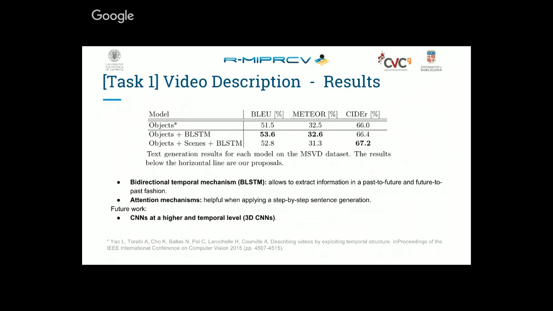And so the final conclusions that we could take here is that using bidirectional mechanisms allows us to extract information from past to future and future to past fashion, so it makes the feature extraction more powerful. Then the attention mechanisms are also very helpful when we work in a step-by-step sentence generation problem, like in this case. And as future work, we would like to incorporate also higher temporal level information, like 3D CNN networks, which process the whole video at once.